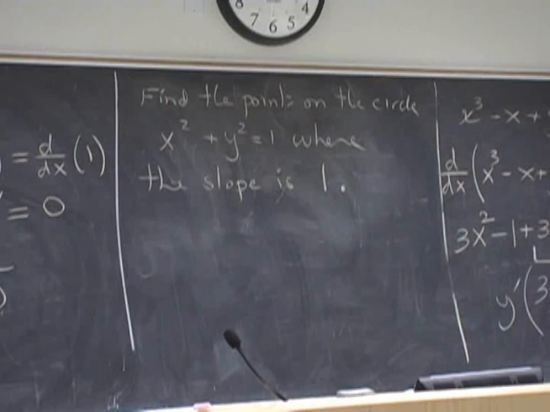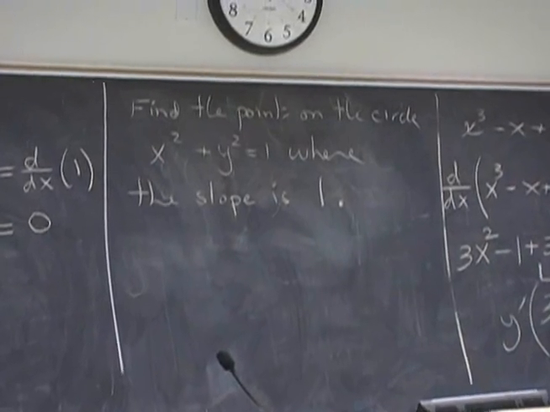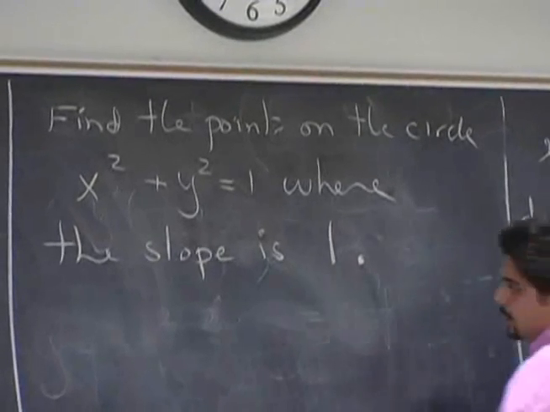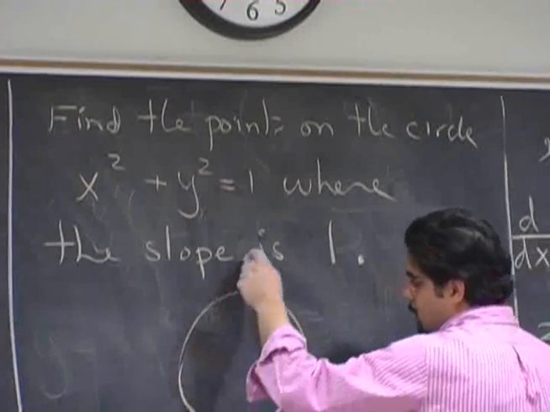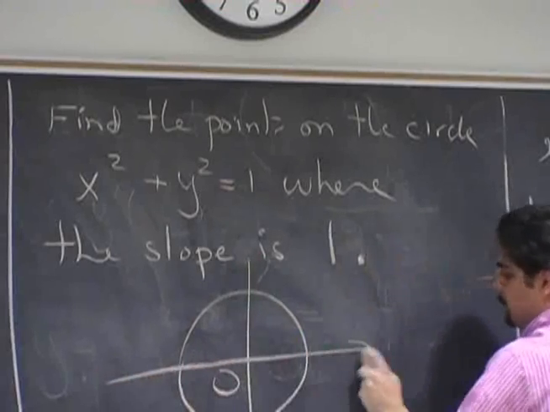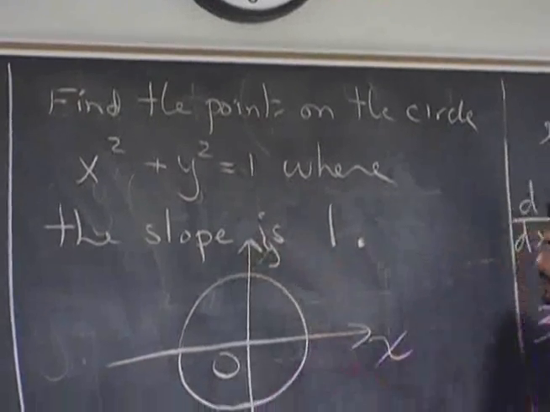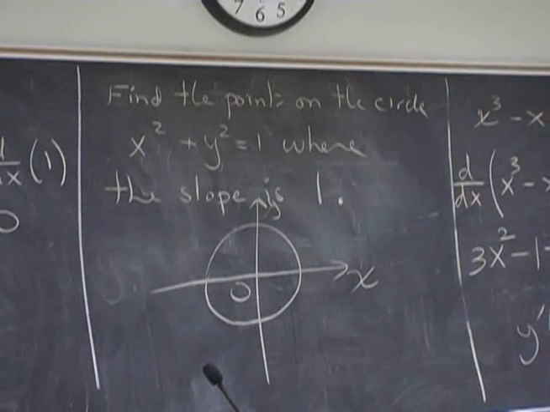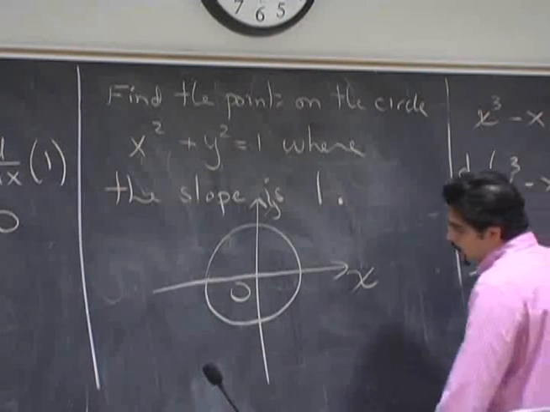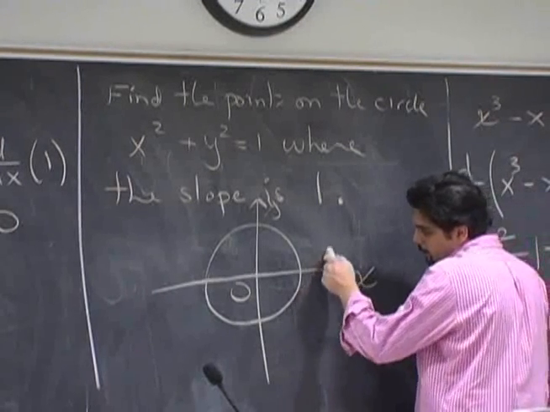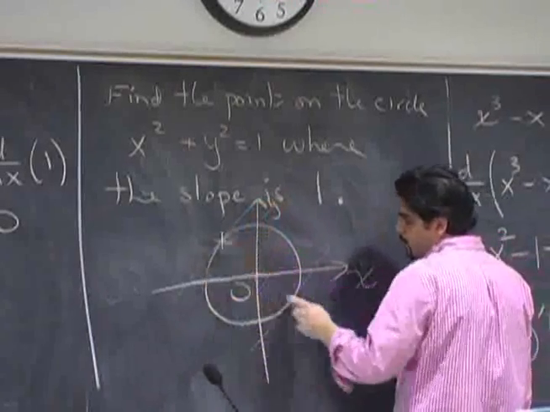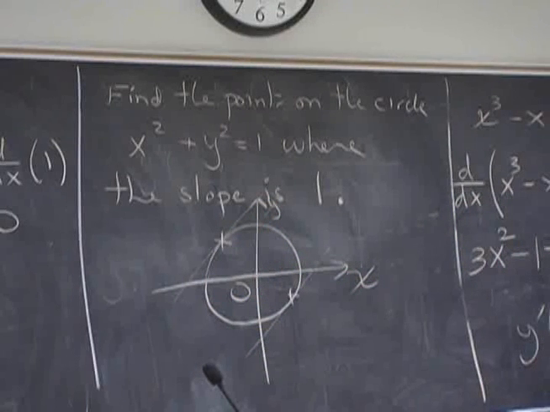Find the points on the circle x squared plus y squared equals 1 where the slope is 1. Now let's see if that makes sense. So this is the unit circle centered at the origin. And we know what a line tangent over a line with slope 1 looks like, right? So perhaps we expect it to be somewhere here and somewhere here. And so what we're doing is we're looking for these 2 points. When we say points, we mean both x and y coordinates. Okay?